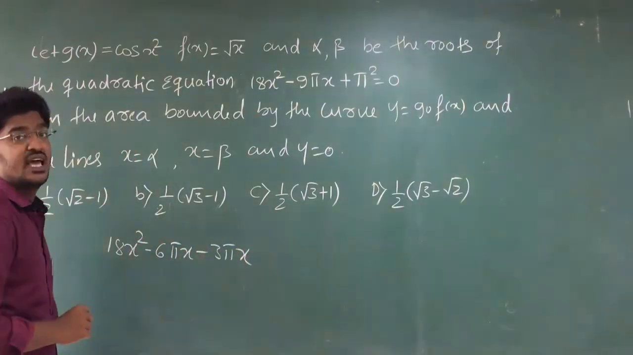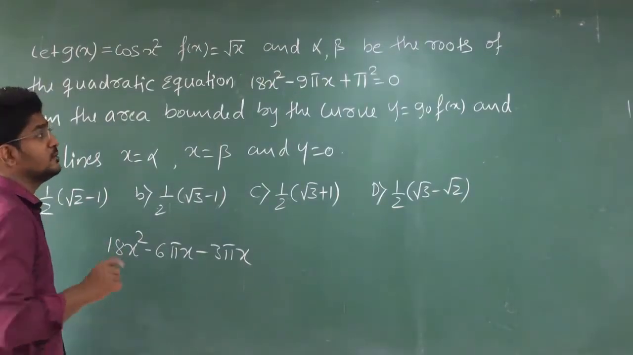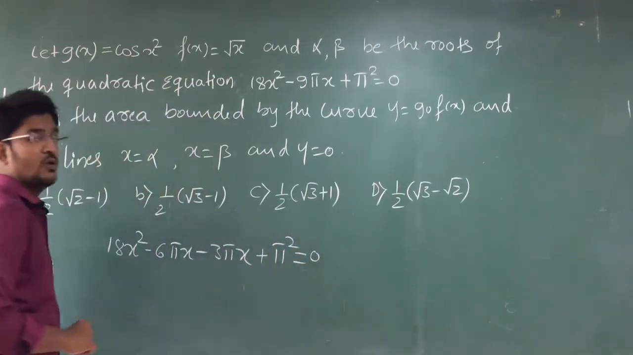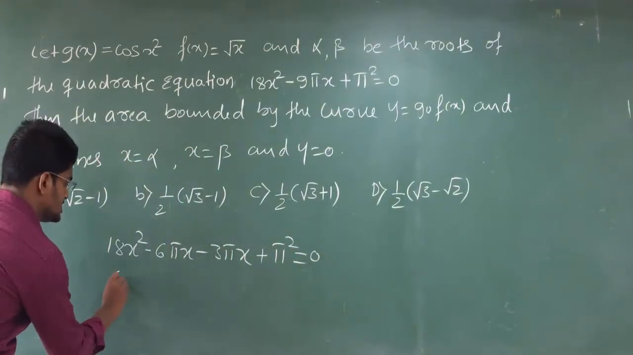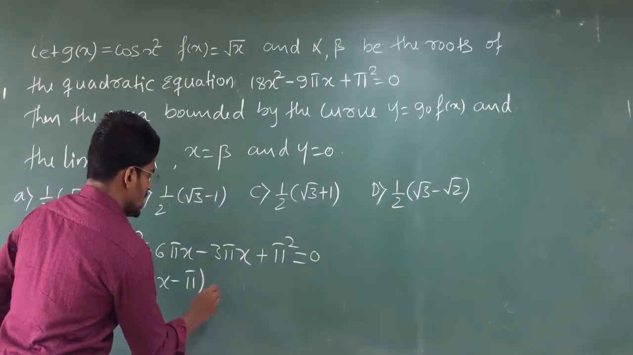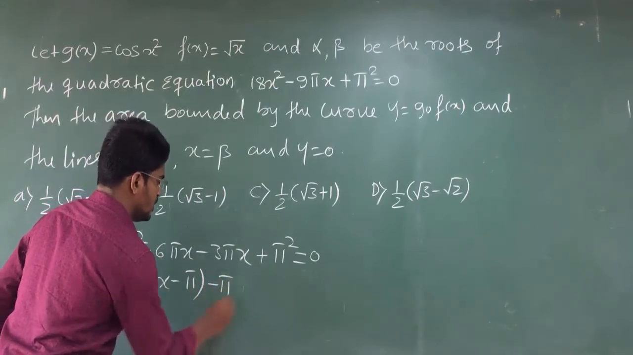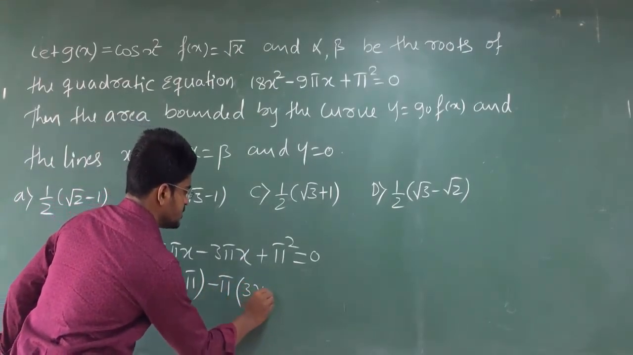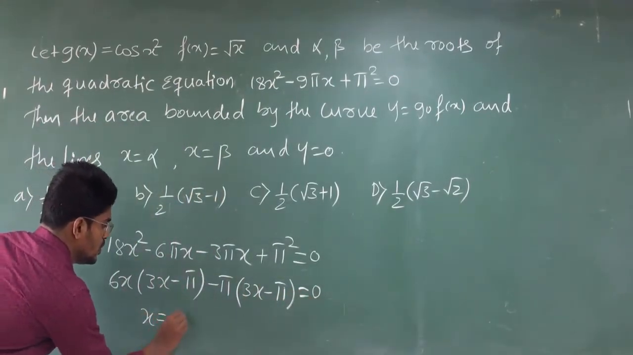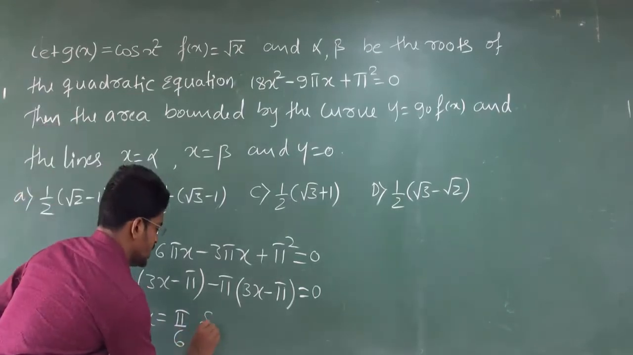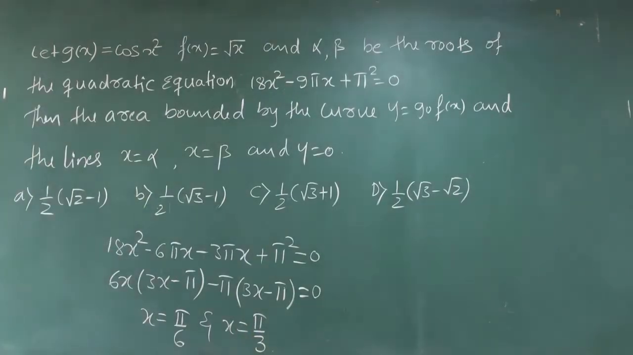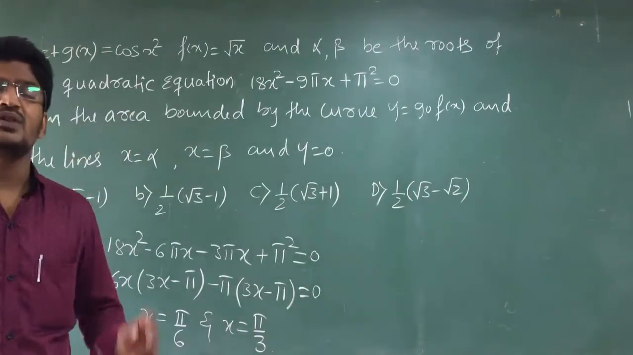I can write minus 9 pi x as minus 6 pi x minus 3 pi x plus pi square equal to 0. If I simplify this, I take minus pi as common, so it will be 3x minus pi equal to 0. So x equal to pi by 6 and x equal to pi by 3 will be the two roots.